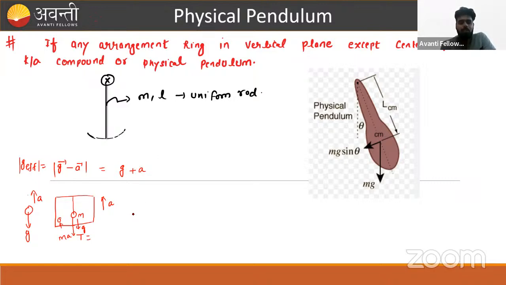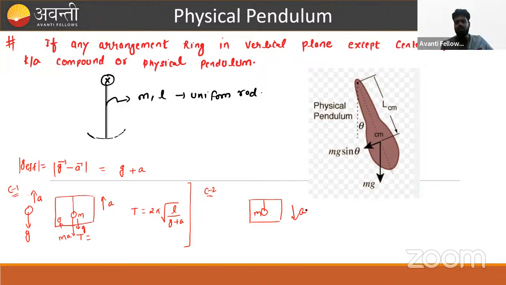So here, if we want to write down the time period, we simply say 2 pi root over L upon G effective, and this will become G plus A. I hope this is clear to you, what I convey with you. At the same time, suppose this is the case 1. If you want to write down the case 2, here the frame is accelerating in the downward direction. Suppose this is the frame where the simple pendulum is placed, and in this case the frame is moving in the downward direction with the acceleration A.